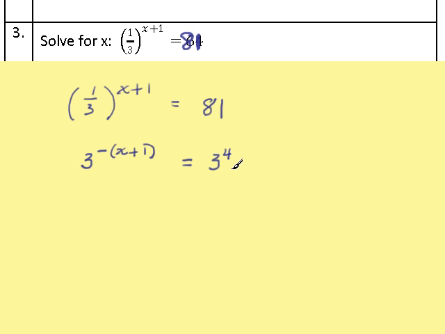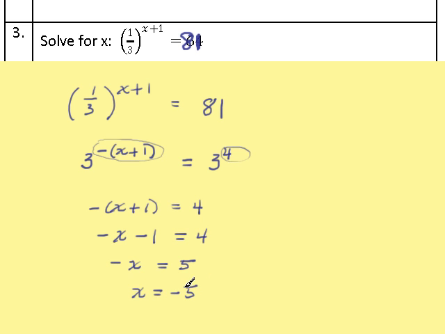So now we have base 3. So just take these two exponents and pull them off and write down this little equation, and just solve for x. -x minus 1 is equal to 4. Negative x is equal to 5. So x is equal to -5.